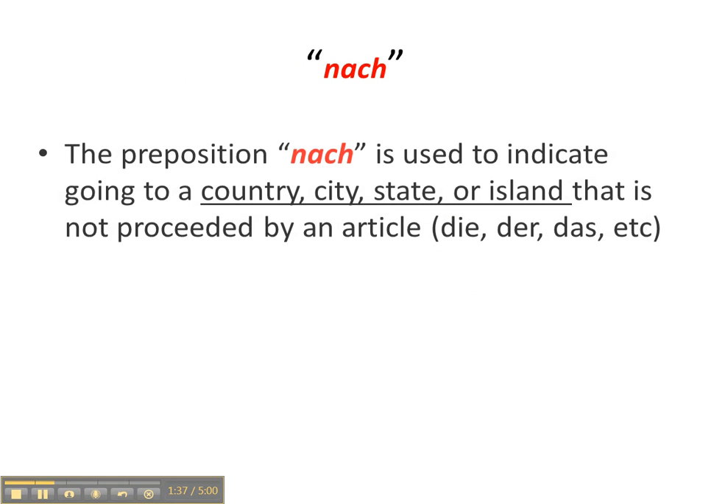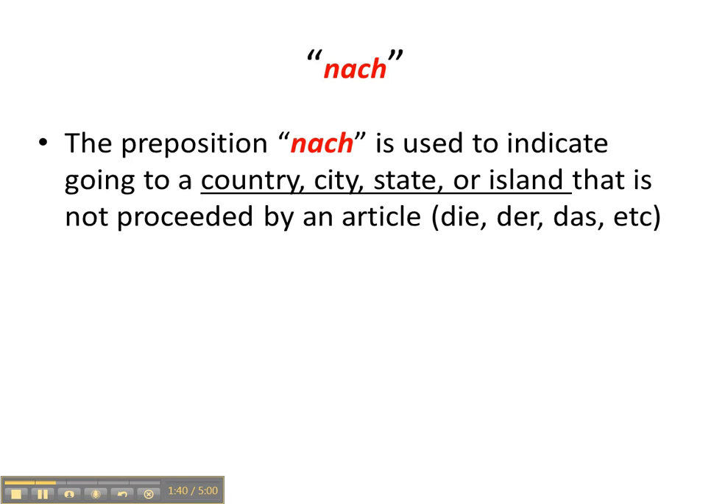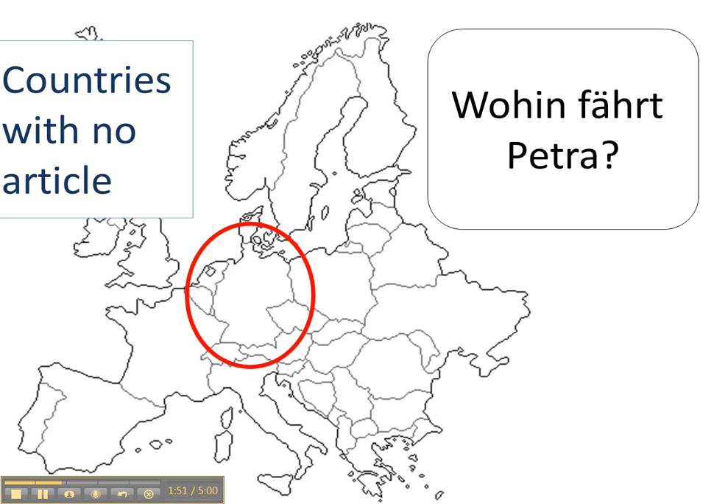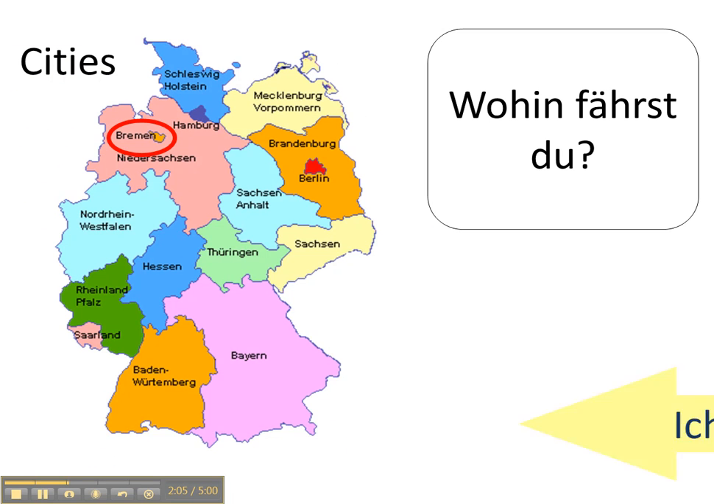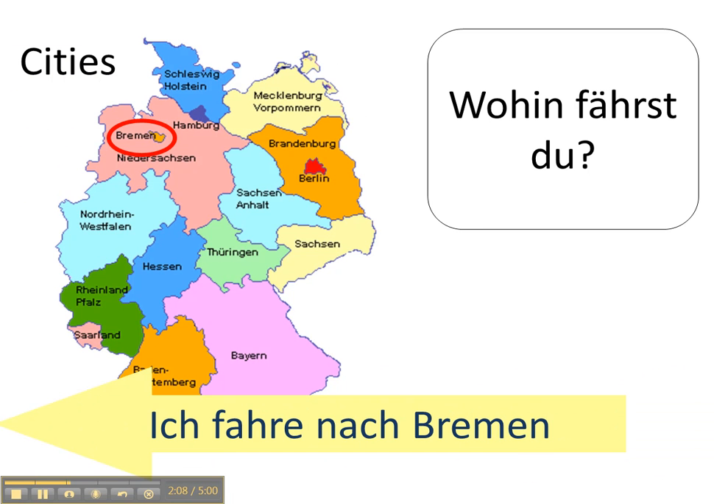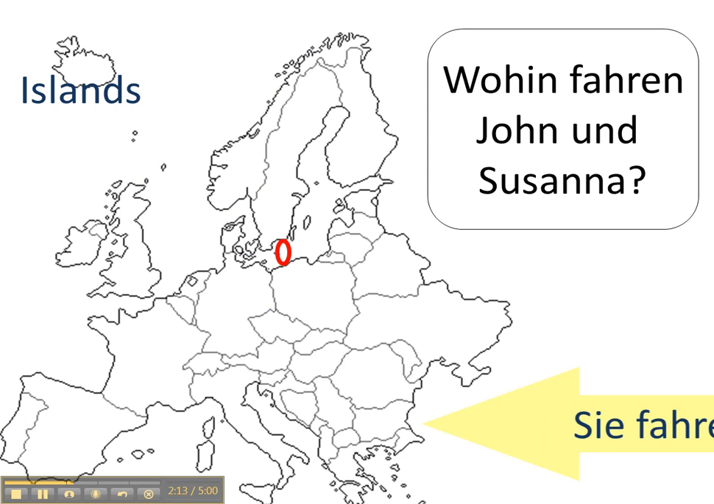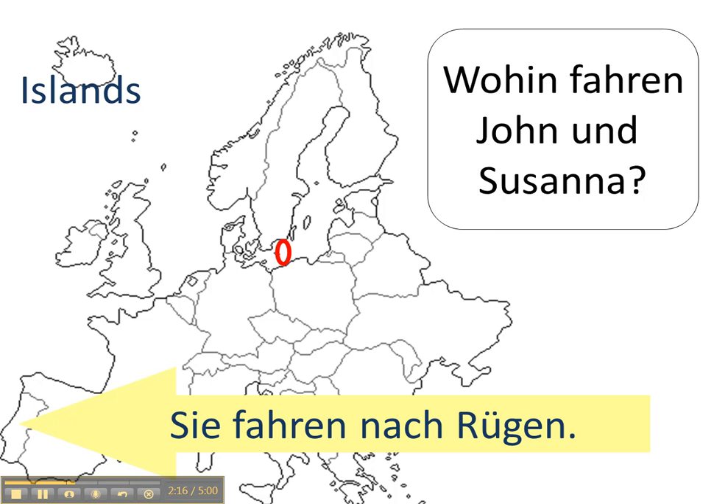Nach is a preposition that's used to indicate when you're going to a country, a city, state, or an island that is not preceded by a definite article. In other words, die, der, oder das. So, for example, with countries with no article, if you ask the question, wohin fährt Petra? You can say, sie fährt nach Deutschland. Or, wohin fährst du? If you're going to Bremen, you'll say, ich fahre nach Bremen. Or again, if an island, for example, the island of Rügen, sie fahren nach Rügen.